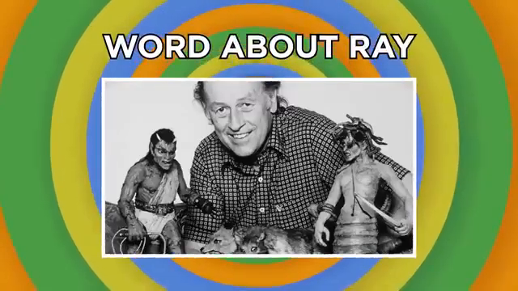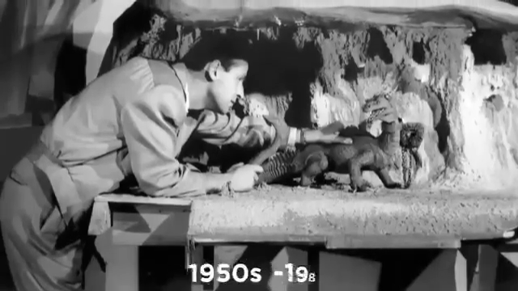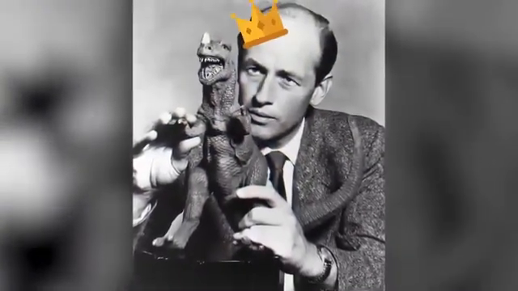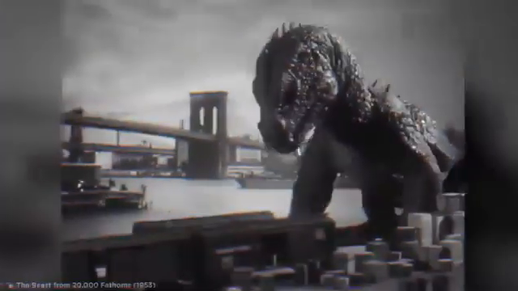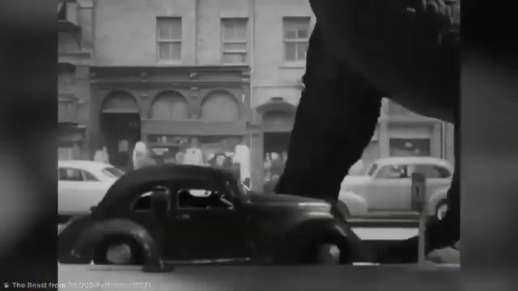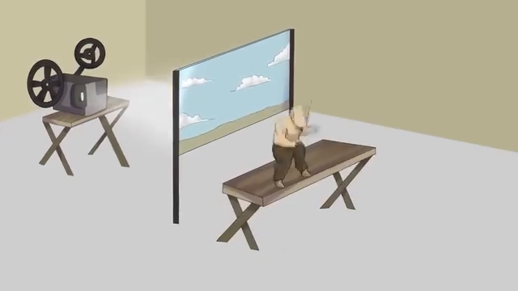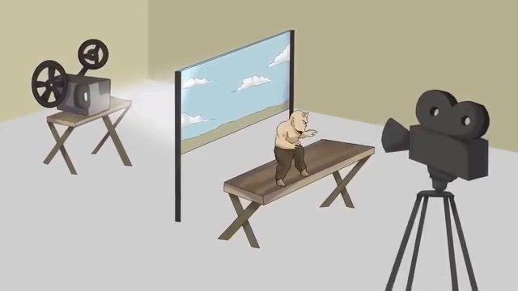Word about Ray. From the 50s right up to the early 80s, Ray Harryhausen was the undisputed king of monsters. To breathe life into his creatures, the animator developed a technique called dynamation. It worked like this. Harryhausen would use a specially modified projector that he could advance one frame at a time. In front of that was the animation stand, model, and 35mm camera.